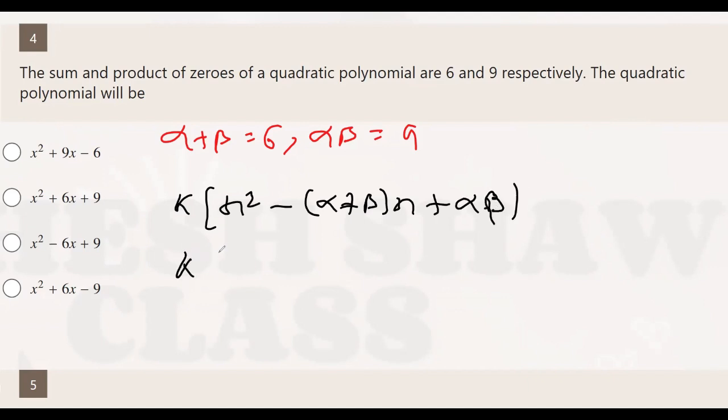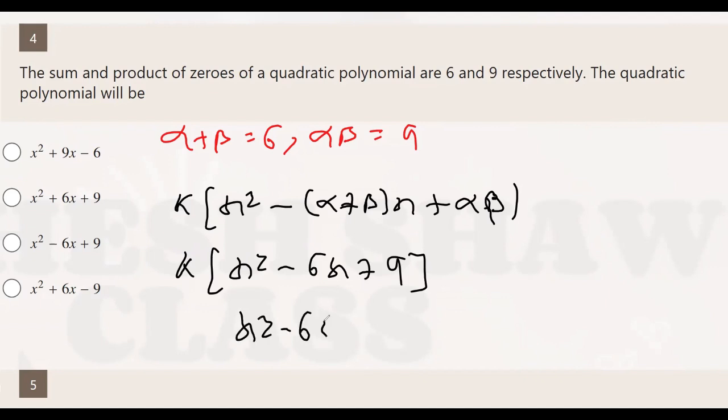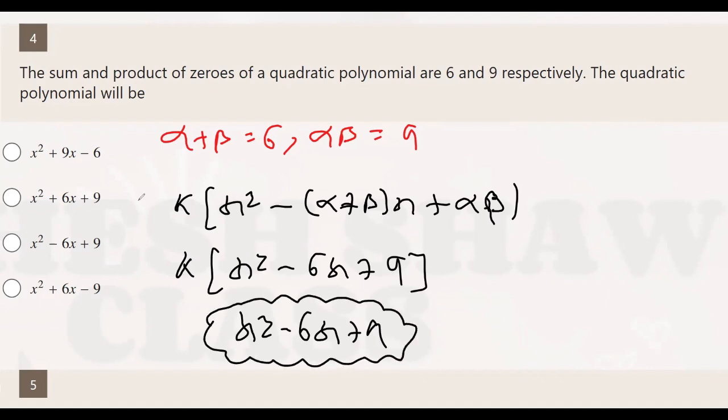So now we just need to replace these values. I can replace alpha plus beta with 6 here, so it's minus 6x. Similarly, replacing alpha beta with 9, we get this as k square minus 6x plus 9. Ignoring k here because k is an arbitrary constant and can take any values. So if I look into the options given here, it matches with the options. Yeah, this option C only.